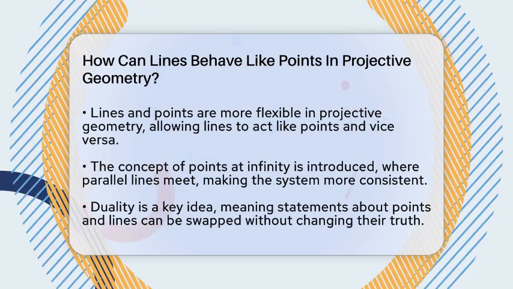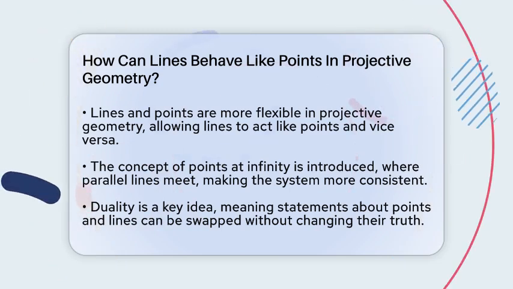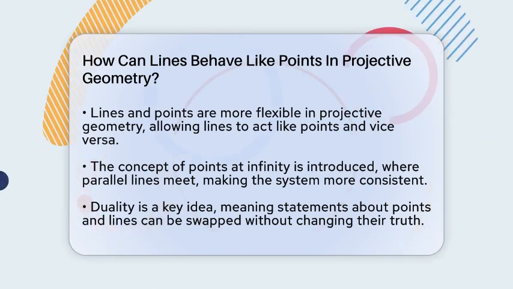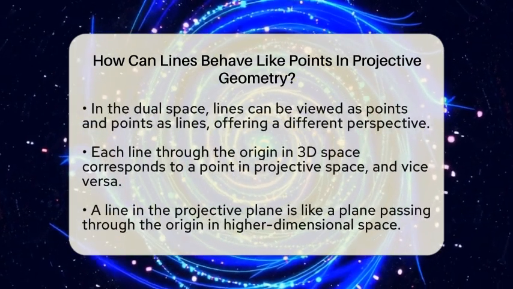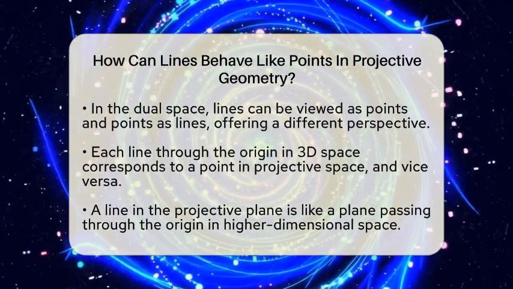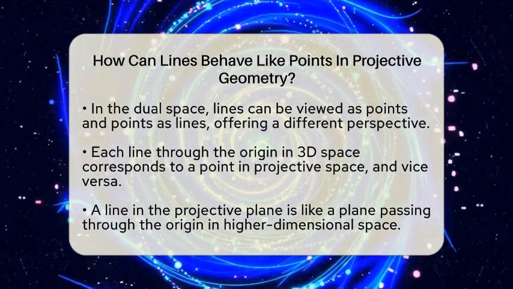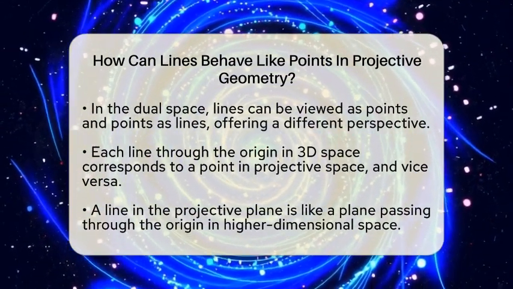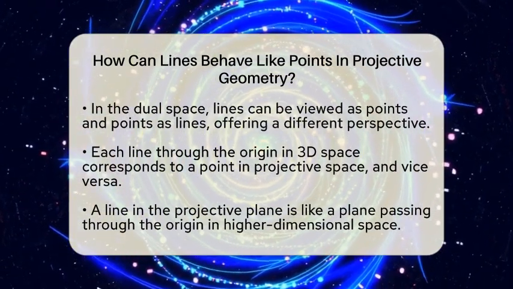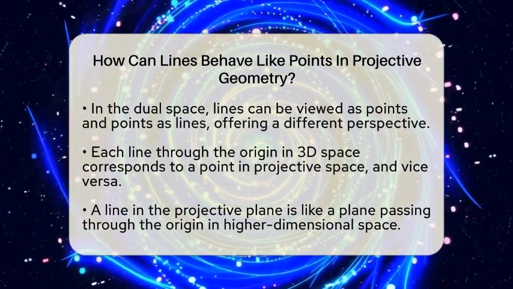In projective geometry, the idea of duality is very important. It means that statements about points and lines can be swapped around without changing their truth. For example, in normal geometry, two points determine a line. In projective geometry, the dual statement is that two lines determine a point where they meet.